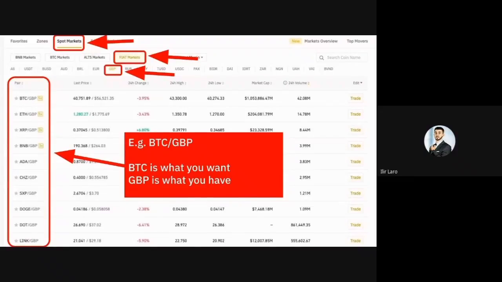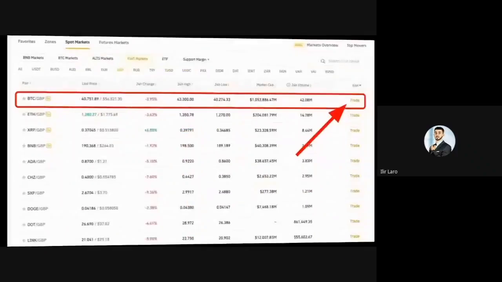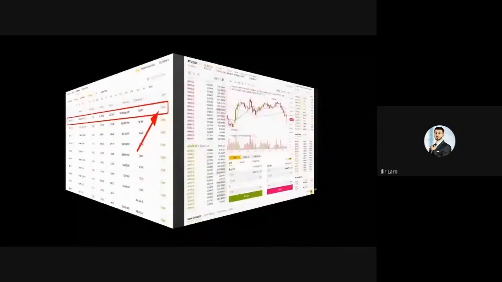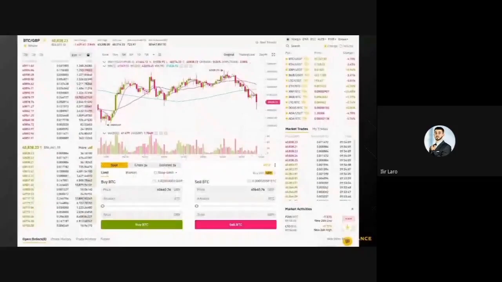So let's take Bitcoin BTC, for example. So BTC/GBP. BTC is what you want to have or what you want to buy, and GBP is what you currently have. So for this case, we would go on BTC/GBP. We would go on trade, and then this is what you can see when you go to the next page.